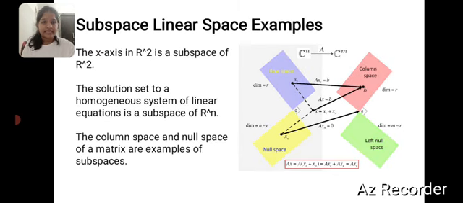Subspace linear space examples. The x-axis in R^2 is a subspace of R^2. The solution set to a homogeneous system of linear equations is a subspace of R^n. The column space and null space of a matrix are examples of subspaces.